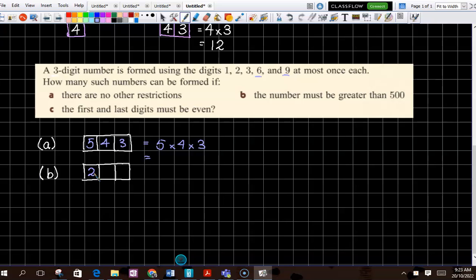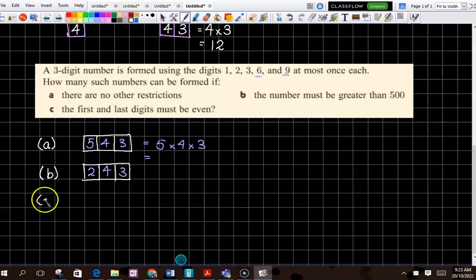Yep, because you've used one of them. Doesn't matter if you've used the 6 or the 9, one of them's gone. So you've now got 4 to choose from. Then you choose one of those, you've now got 3 left to choose from. Does that make sense? So it's a bit logical. Did I say illogical? I meant to say logical.